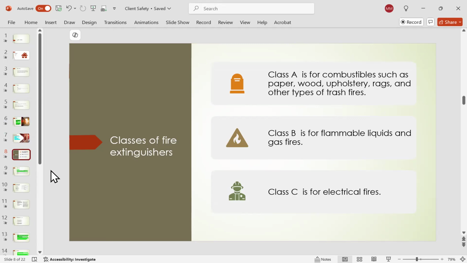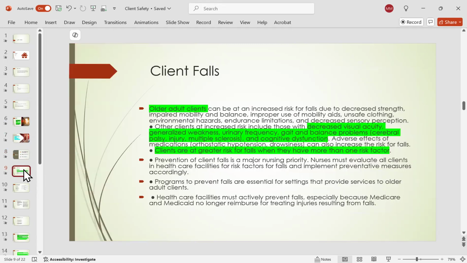And everybody knows stop, drop, and roll. If, heaven forbid, the fire touches you, to get the fire out, stop, drop, and roll on the ground to put the fire out so that you don't get burned. Okay. All right. Now let's talk about client falls.